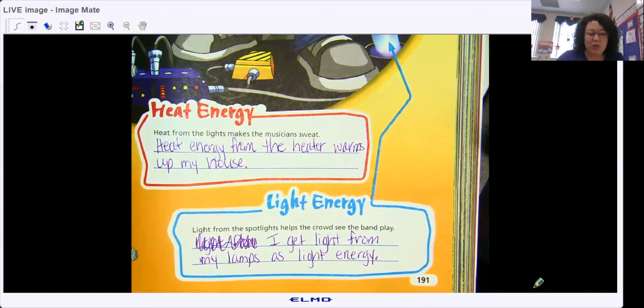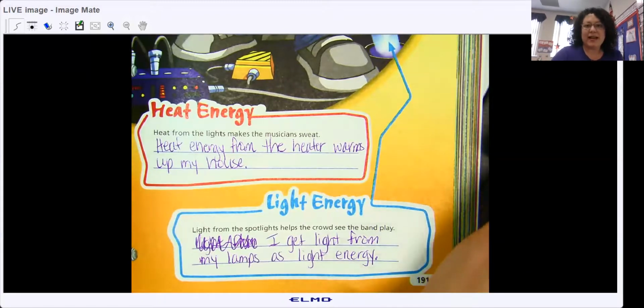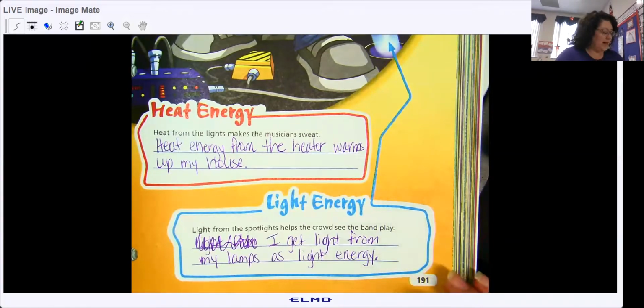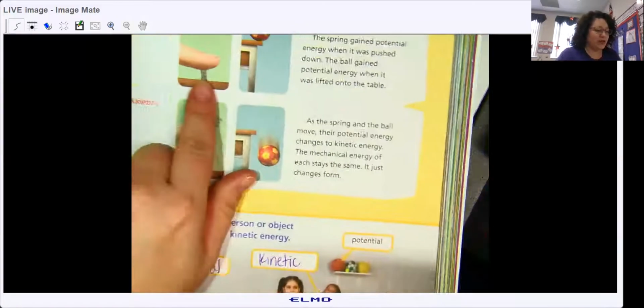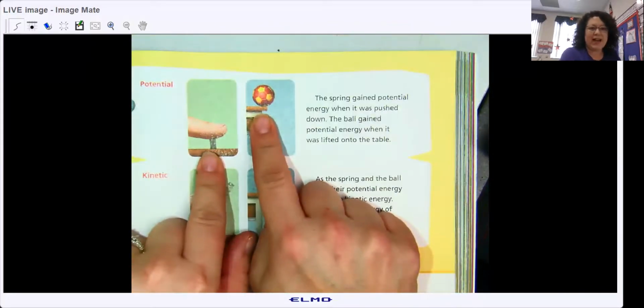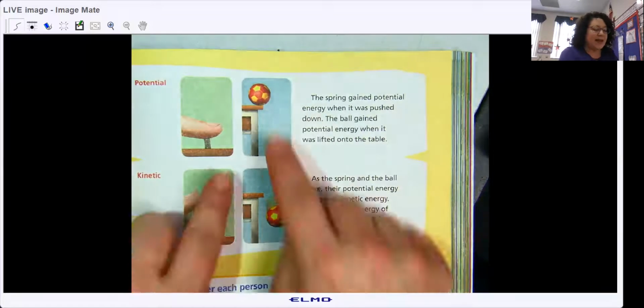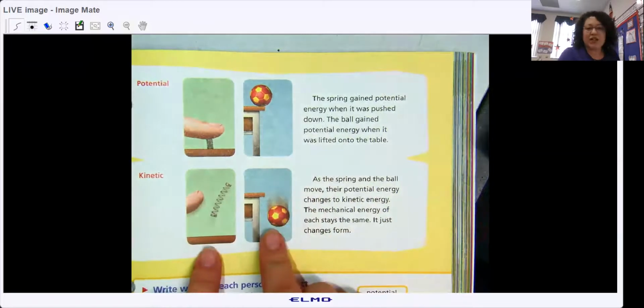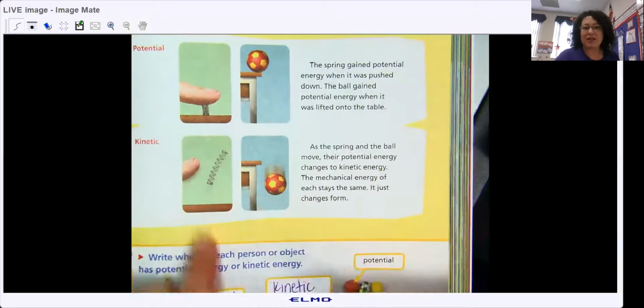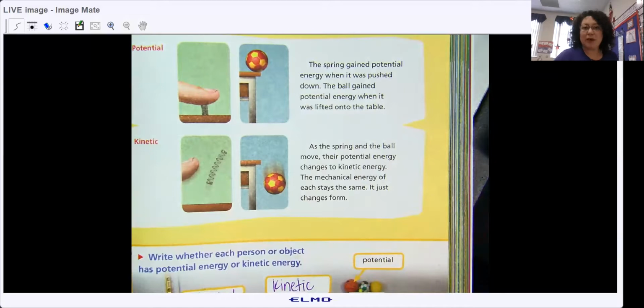Okay, so today to wrap it up and to review, we are talking about the different kinds of energy. Specifically, we're focusing on potential and kinetic energy. And remember, potential energy is that energy that is stored. It's stored, right? It hasn't gone yet, just like that roller coaster, right? And then when it starts to move, then it changes form to kinetic energy. Kinetic energy is movement.